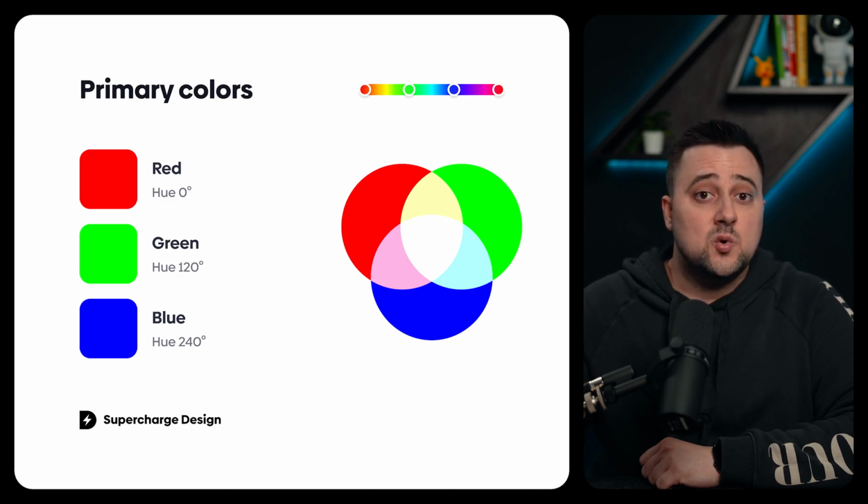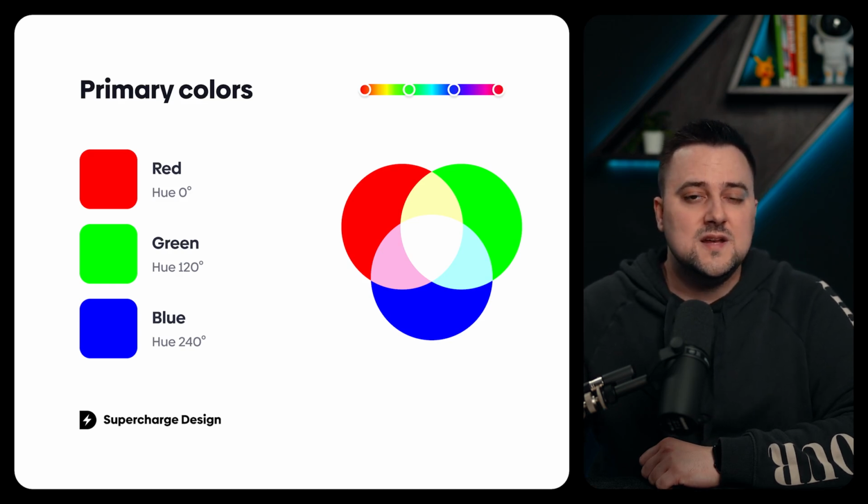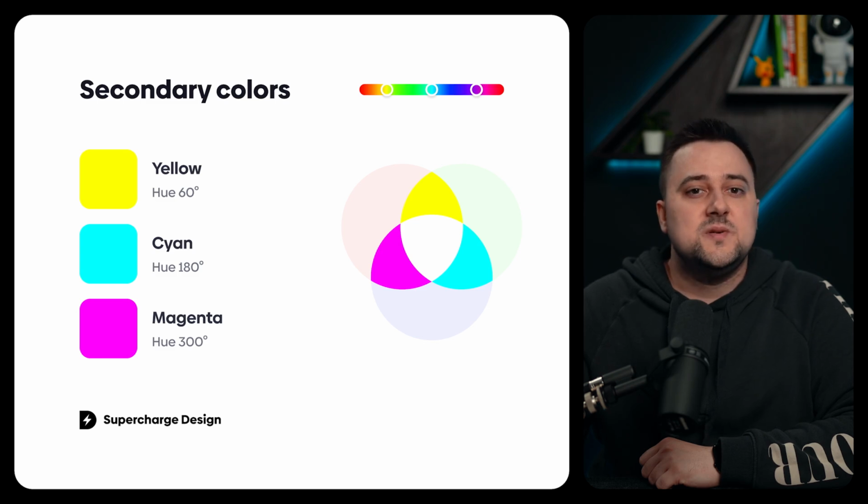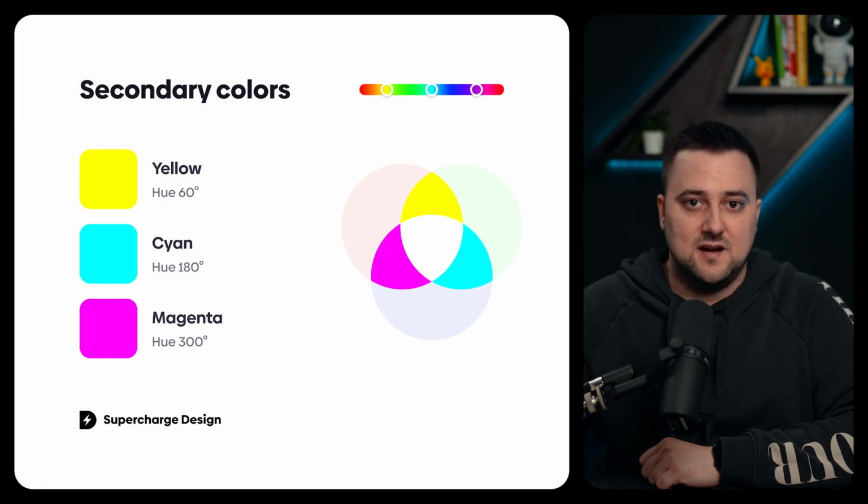By combining 2 out of 3 primary colors, we can create secondary colors. For UI purposes, secondary colors are cyan, magenta, and yellow. By combining blue and green, we get cyan. By combining red and blue, we get magenta. And finally, by combining green and red, we get yellow.